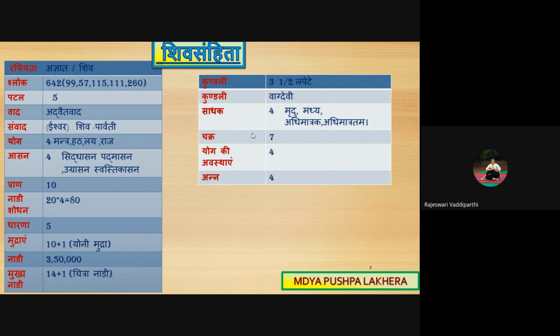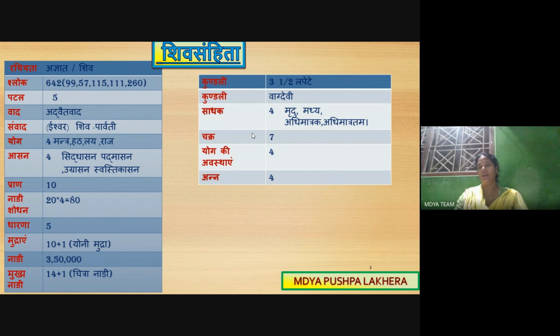Mrudu, Madhya, Adhimatra. But here it is 4 types: the lower one, the middle one, and also the highest and the more highest one. Adhimatratam, that is the maximum, those who are able to do the sadhana, are categorized in the 4.